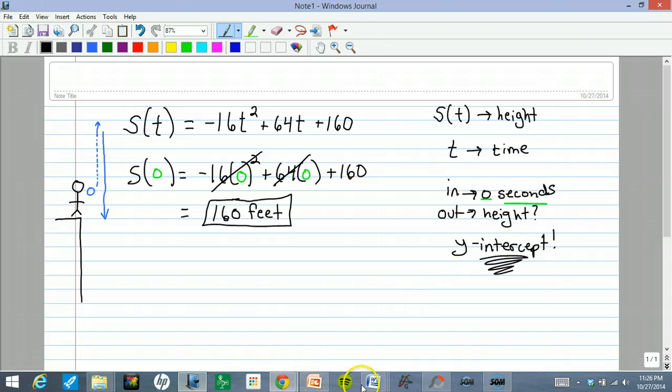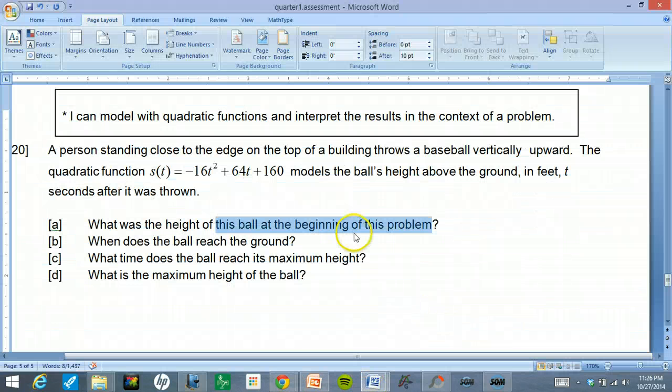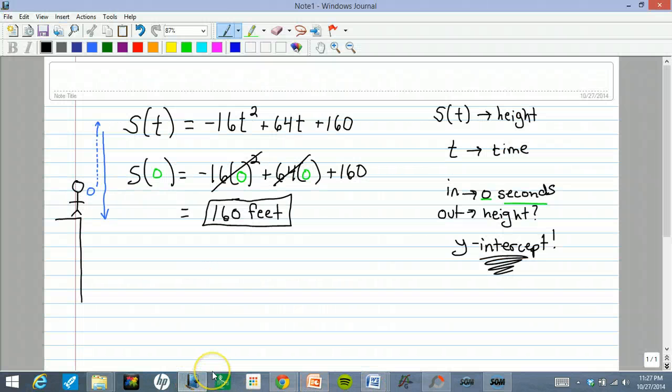Neat. Back to the other questions. And so just remembering, we are interpreting the results. So these are actually key features, but they have meaning in the problem. When does the ball reach the ground? When? That's asking us to find time. So we need to find time. Apparently, we have a height. The ball reaches the ground. We've seen problems like this before.